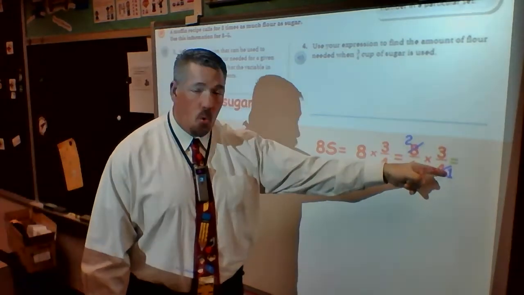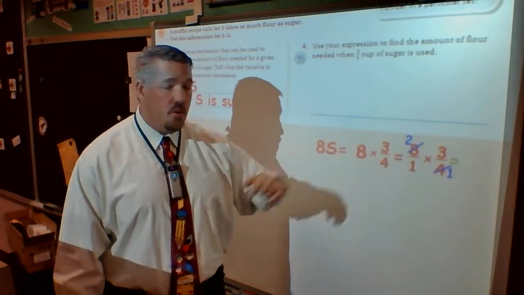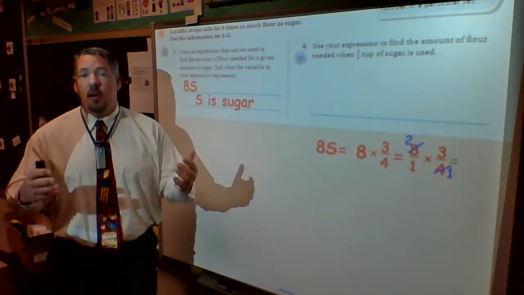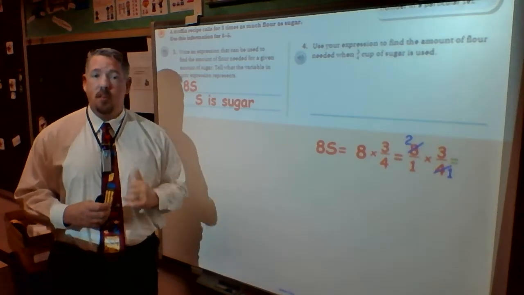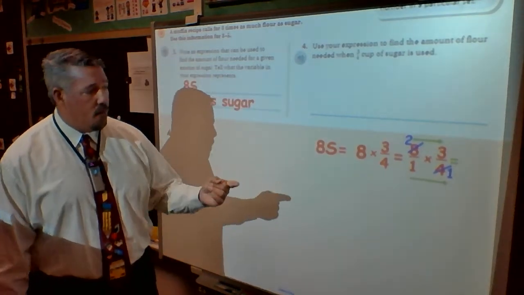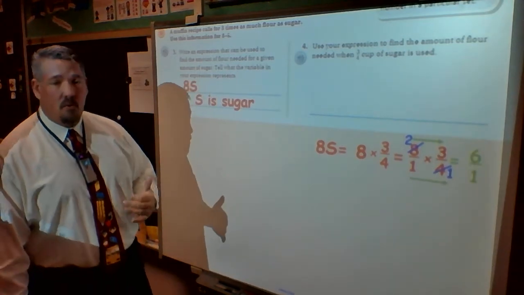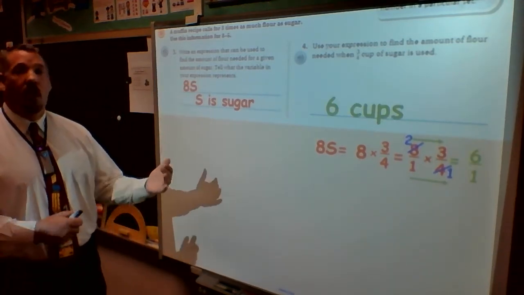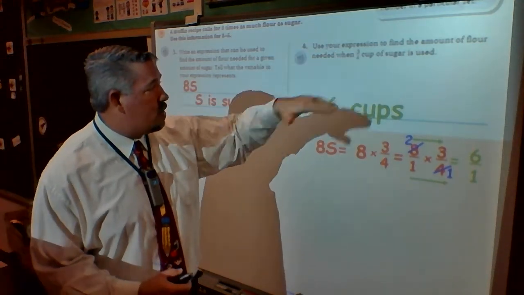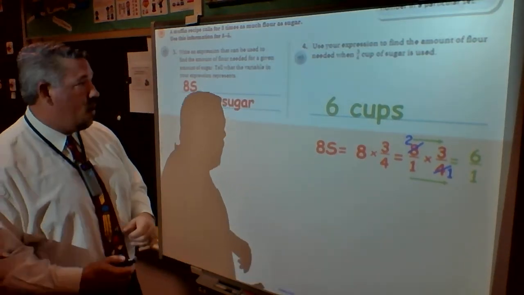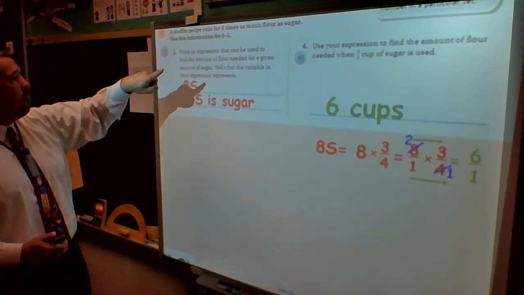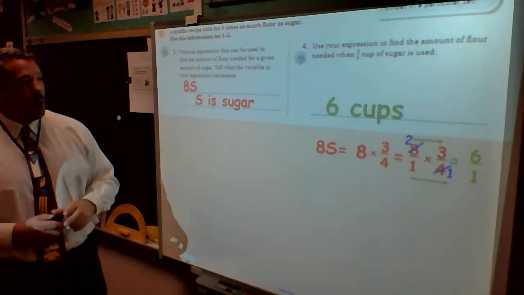So 4 goes into 4 one time, and 4 goes into 8 two times. Then I'm left with straightforward multiplication of fractions. Can I multiply fractions? Yes. How? Multiply across. So I have 2 times 3, and I have 1 times 1. I have 6 over 1, so I know I have 6 cups. 6 cups of flour is what it would take if I had 3/4 cups of sugar, because for every cup of sugar, I have 8 times as much flour.